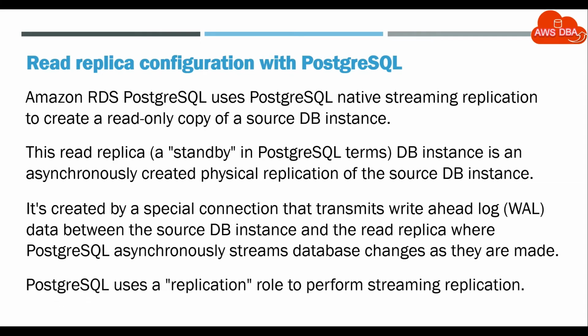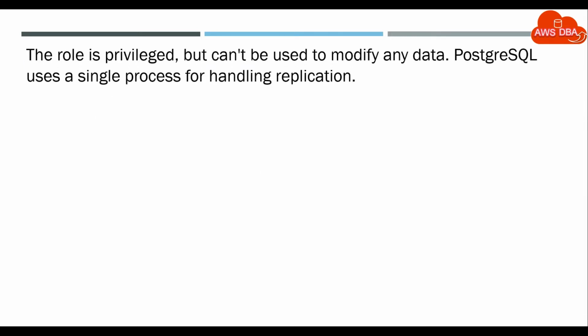PostgreSQL uses a replication role to perform streaming replication. The role is privileged, but can't be used to modify any data. PostgreSQL uses a single process for handling replication.